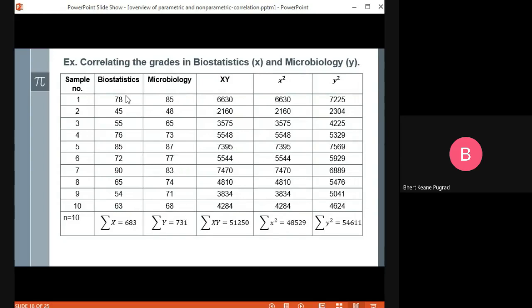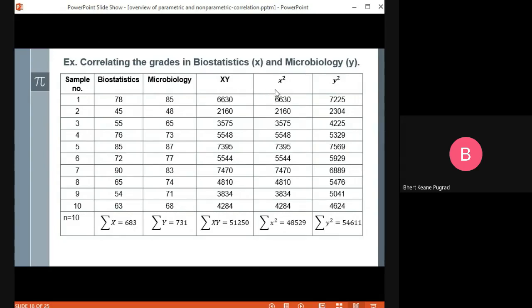If you're going to multiply 78 times 85, x and y, 6,630; 45 and 48, 2,160; 55 and 65, 3,575. So that is your value of x and y, or xy. So just multiply the values of x and y to get the answers in this fourth column.